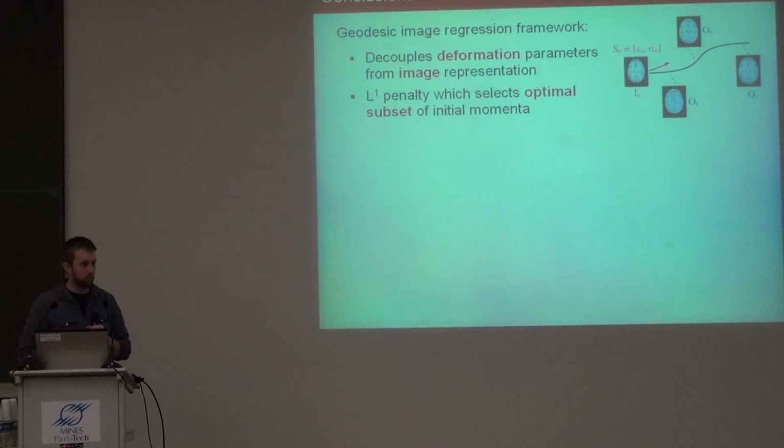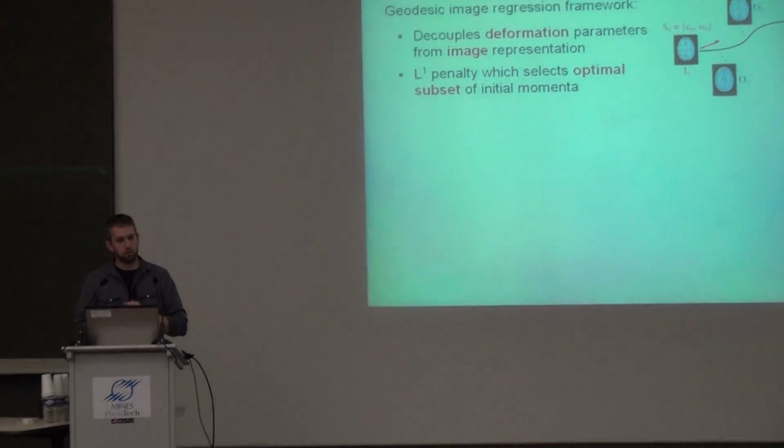So to conclude, we introduced a new geodesic regression framework for images. The first idea is that we decouple the deformation parameters from the image representation. So the control points are located in the ambient space that the image is embedded in, and their position and their location is optimized as part of the framework. So they're not tied to the voxels. They're actually free to move to the areas where they're most necessary. And finally, adding an additional L1 penalty to then select from those control points and momenta an optimal subset.